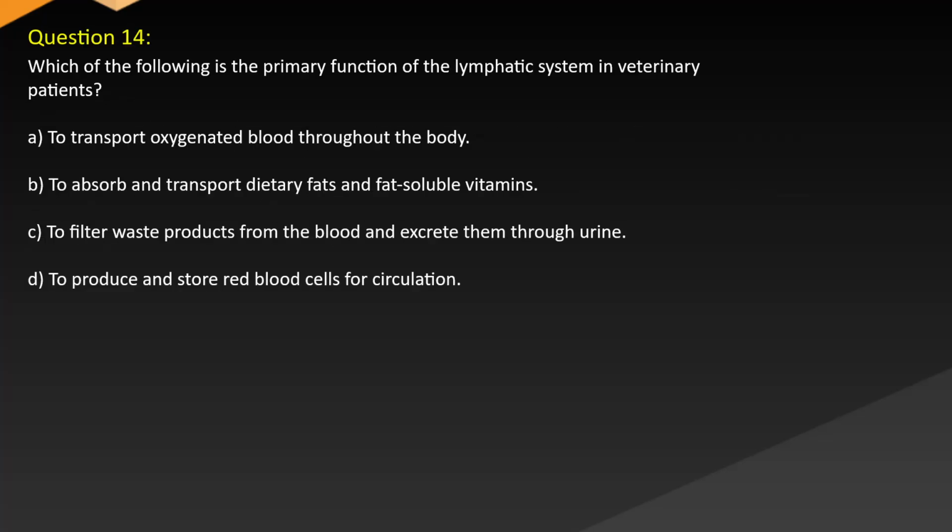Question 14. Which of the following is the primary function of the lymphatic system in veterinary patients? A. To transport oxygenated blood throughout the body. B. To absorb and transport dietary fats and fat-soluble vitamins. C. To filter waste products from the blood and excrete them through urine. D. To produce and store red blood cells for circulation.